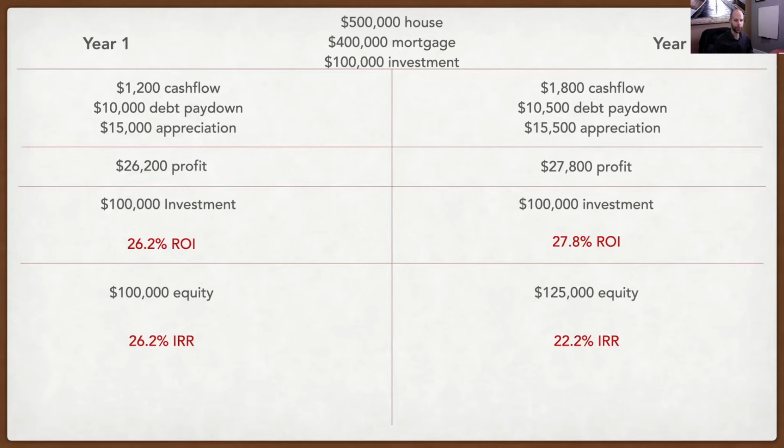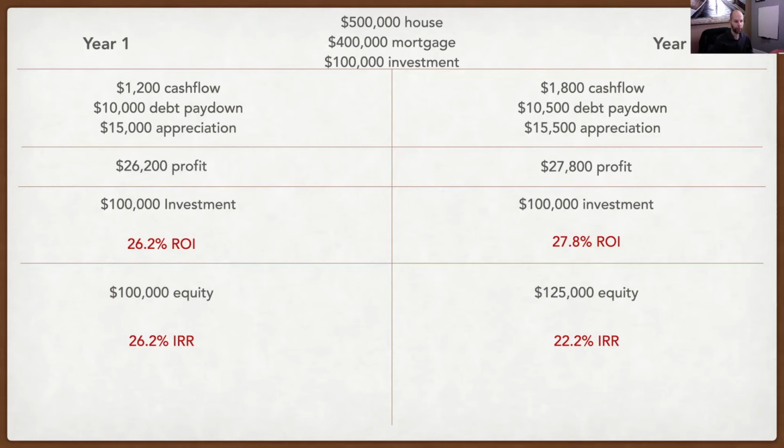In that first year, you see about a $10,000 debt pay down. So you've paid off some of that mortgage. The mortgage has gone from $400,000 down to $390,000. That's now $10,000 of equity you have in that property. And the property appreciates. It goes from $500,000 to $515,000. That's also $15,000 additional equity. Now, the debt pay down and the appreciation aren't checks that you can take to the bank at the end of the year, but that's still equity that if you were to sell that home, you'd be able to take out, or if you refinance the home, you'd essentially be able to take out. So combining those three things provides a $26,200 profit.